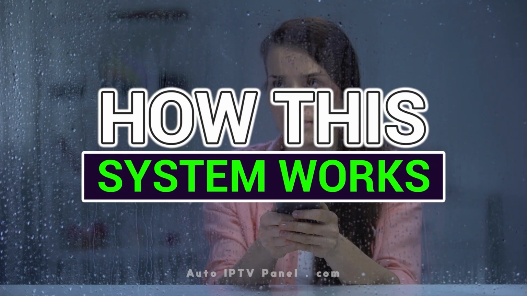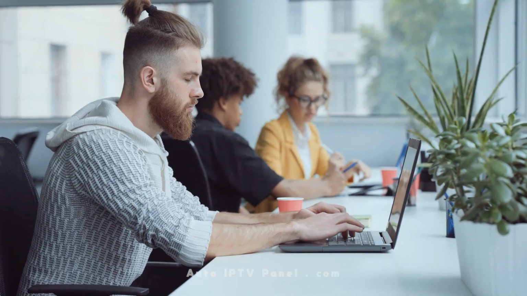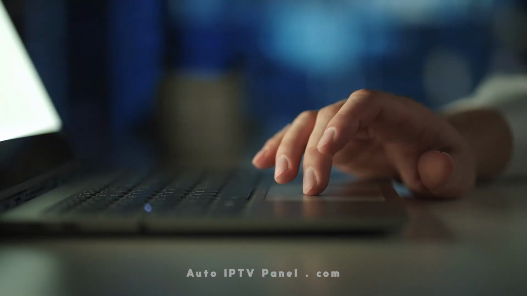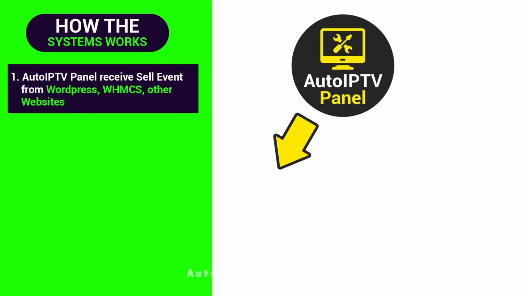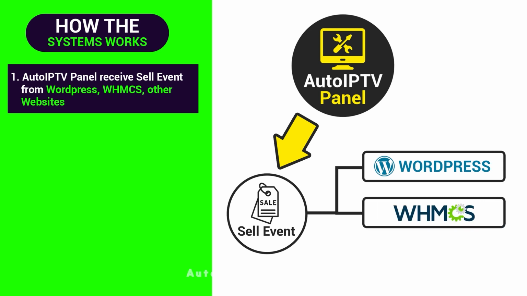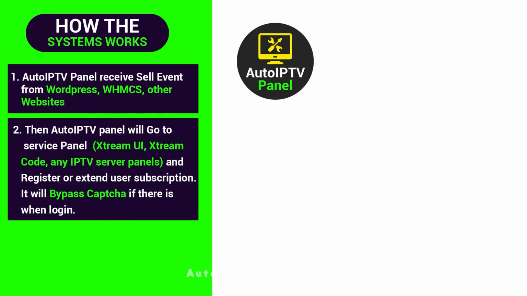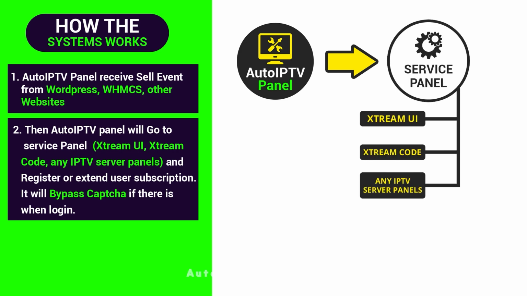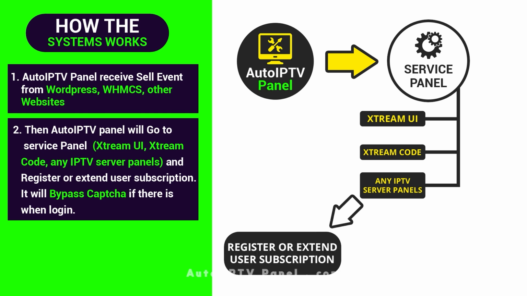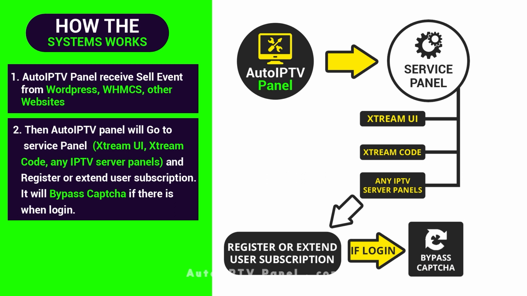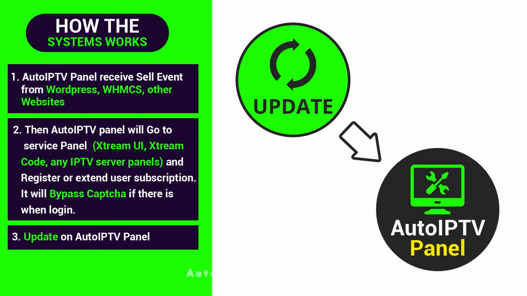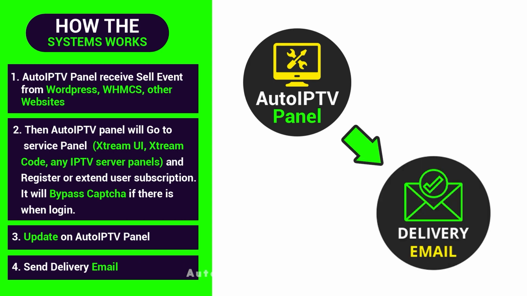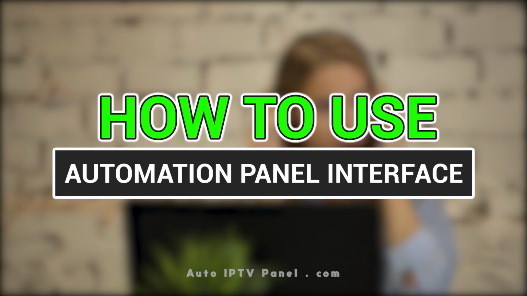How does the system work? When it comes to automation for IPTV server panels, we get it all worked out. Let's learn how to use this service. The Auto IPTV panel receives a sale event from WordPress, WHMCS, and other websites. Then the Auto IPTV panel will go to the server panel, XTREAM UI, XTREAM Code, or any IPTV server panel, and register or extend the user subscription. It will bypass CAPTCHA if there is one on the login. Update on Auto IPTV panel. Send delivery email.